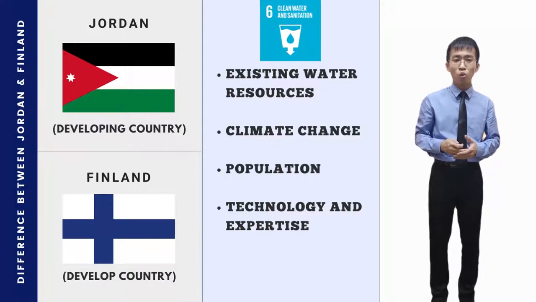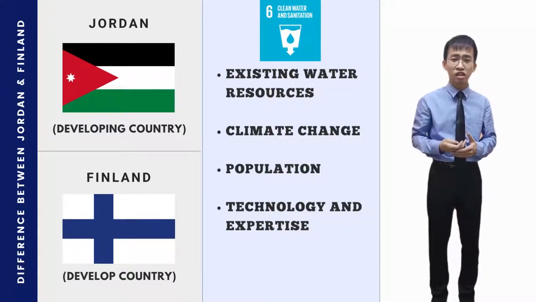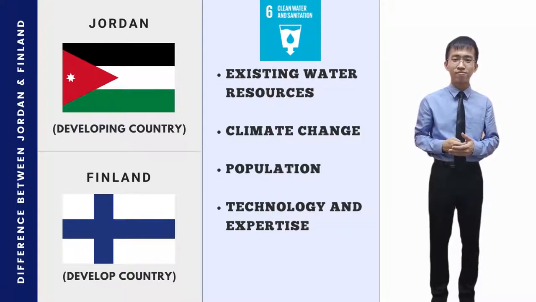First and foremost, one of the main factors that differentiate Jordan and Finland in achieving SDG 6 is their existing water resources. Second is the climate change. Third is the population. And fourth, which is the last one, is technology and expertise.